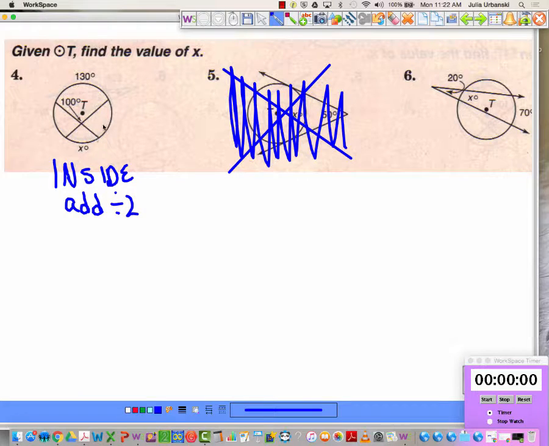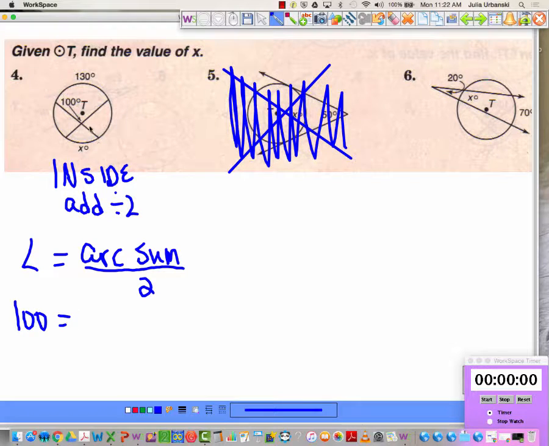Well, this time I don't have a variable at the angle. I know that the angle is 100. So I'm going to write it out just so that you have it to look back at: the angle equals the arc sum, adding 2 numbers together, and then divided by 2. What can I use in place of the angle this time? 100. That's the angle right there. What are my 2 arcs? 130 and X. Good. If there's a question mark there, just call it X. So I do 130 plus X, and then I divide by 2.